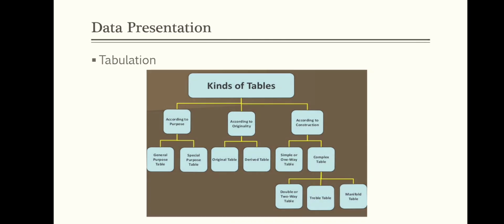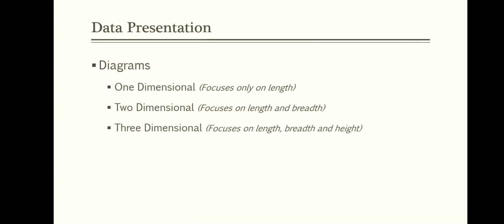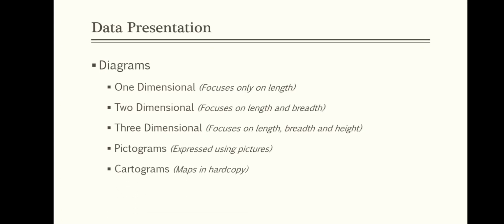Now let us enter into the third submodule of data presentation, that is diagrams. Diagrams are the visual representation of data. They are divided into five categories. First, one-dimensional diagram which focuses only on length. Two-dimensional diagram which focuses on both length and breadth. Third, three-dimensional diagram which focuses on length, breadth and height. Then fourth one is pictograms which is expressed using pictures. And finally cartograms where maps are represented in hard copy.